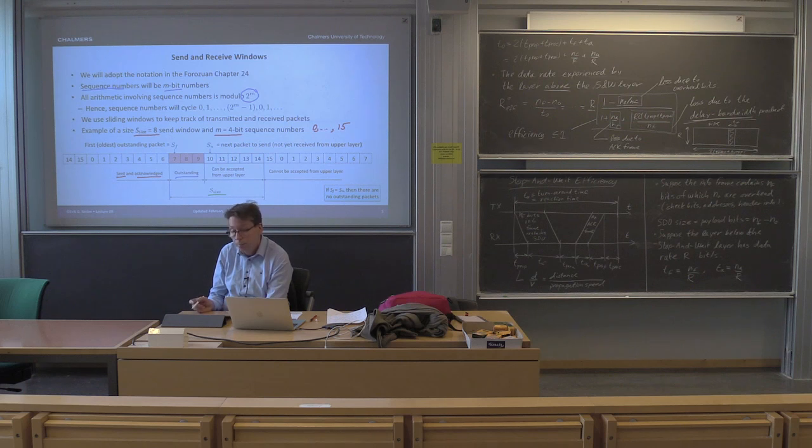Size 8. Now we have 2 pointers. One pointer points to the oldest outstanding packet, and that's called SF. We have another pointer, SN, which points to the next available slot in our buffer. So this is where the next empty slot is. We can also think of SN as being the next packet to send, but we have not yet received it from the upper layer.